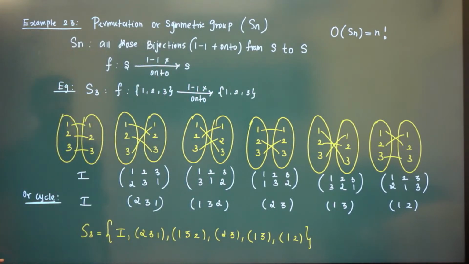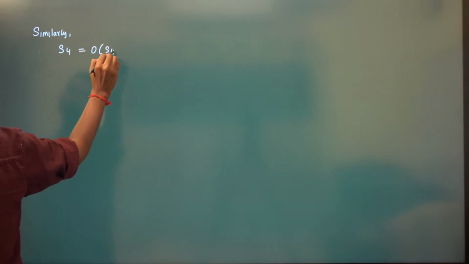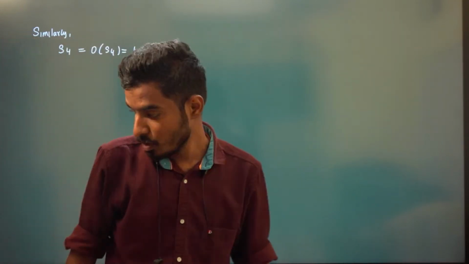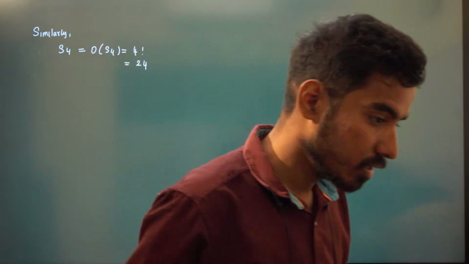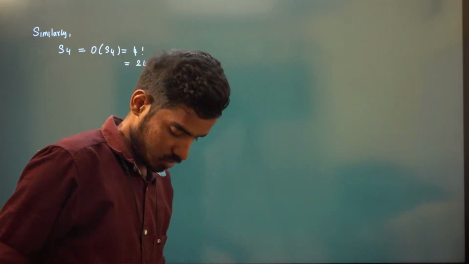Now similarly, you can construct S4 also. So what is the order of S4? Order of S4 is 4 factorial. So you will have 24 elements in this set. Let me write down all those 24 elements. After I write the 24 elements, you just practice that. Just a minute.